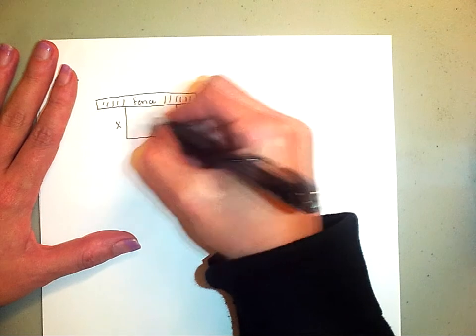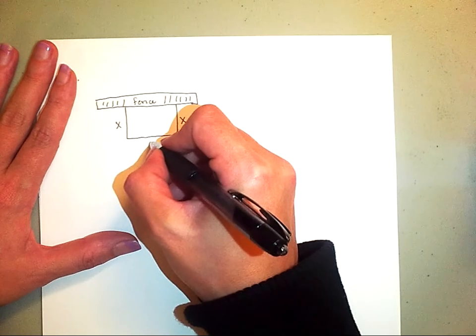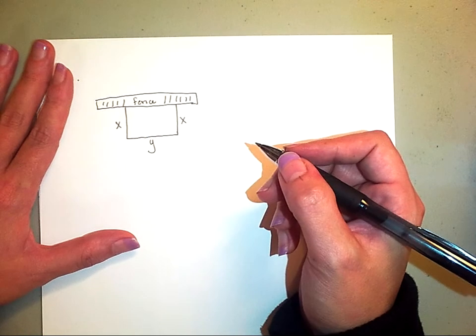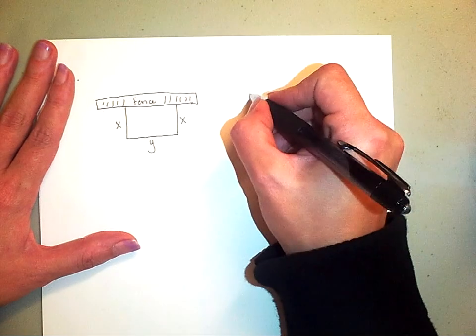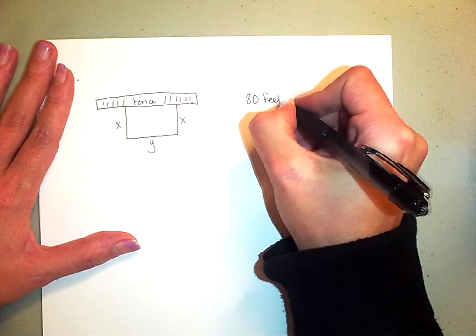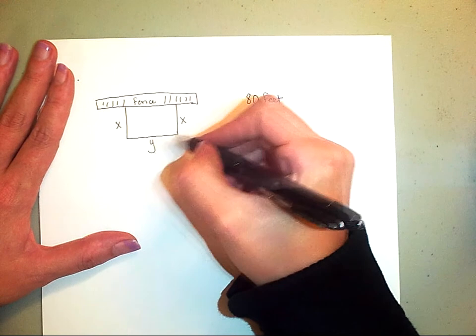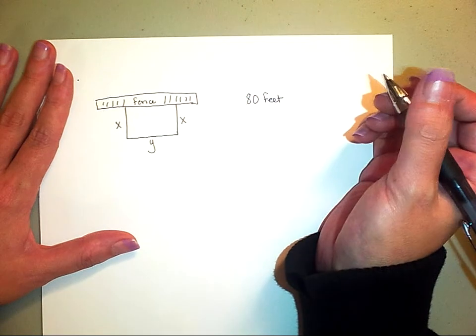Now, I don't know what this side is. The side opposite should be that. And then we'll need some length y. And so she has 80 feet to enclose around here. Okay.